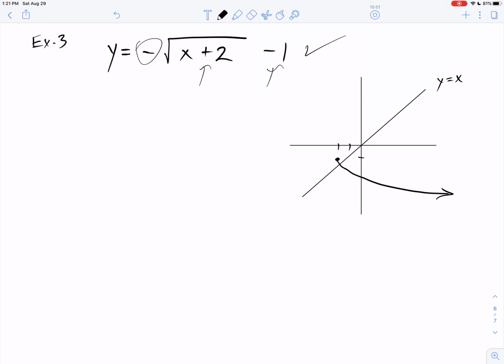Now, I'm going to have to find its inverse, but I have a visual clue of what I'm looking for when I get to the end. Maybe that will actually help me. Okay, let's see what happens. I need to switch x and y. I need to solve for y.